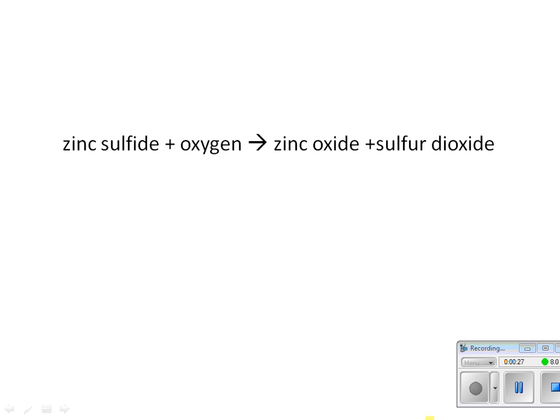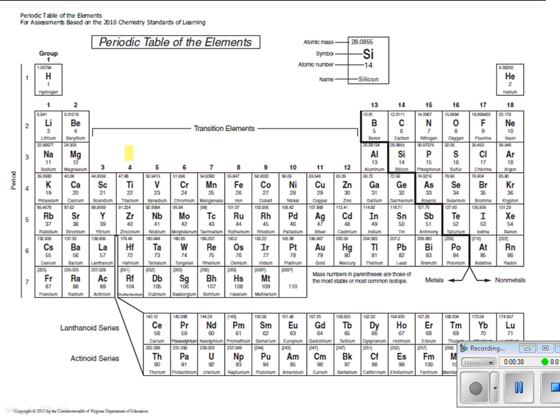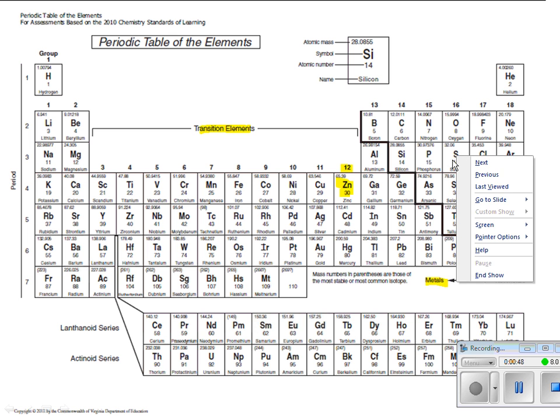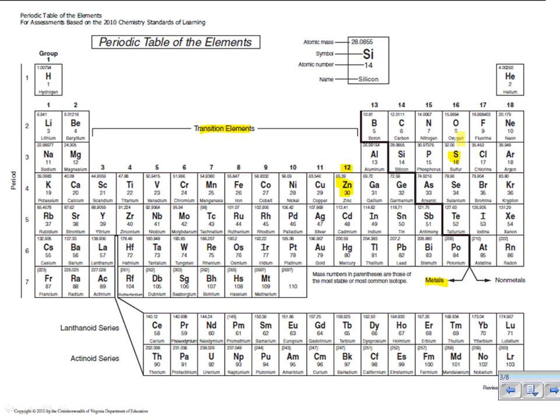And the way we're going to do this is we are going to first take a look at that first element in our first compound and find it on the periodic table. Zinc is right here in group 12. It is a transition element and it is a metal. And if we find sulfur, sulfur is over here. It is in group 16. It is a nonmetal. And the group 16 elements will form an anion. So we've got a metal and a nonmetal. We know it's an ionic compound.